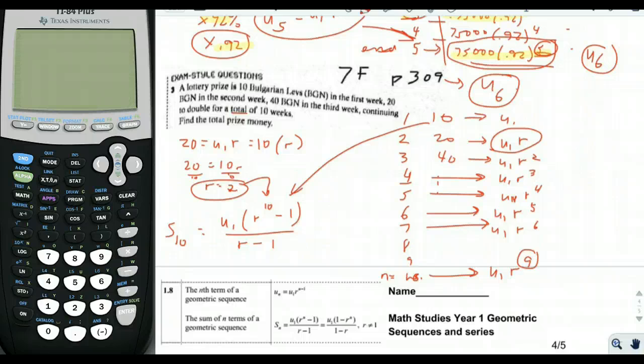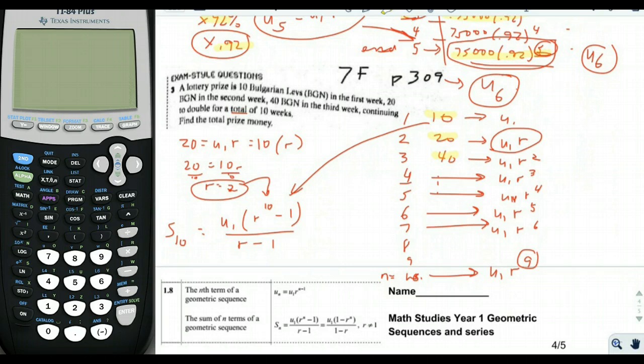Here is another word problem, so we're going to do the same thing. The good thing about word problems is usually the number of years involved is not a large one. So you can write out the whole table, and it doesn't take up that much space or time. It says lottery prize is 10 Bulgarian currency in the first week, 20 in the second week, 40 in the third week. So we write that down: 10 first week, 20 second week, 40 third week. And it continues to double for a total of 10 weeks.